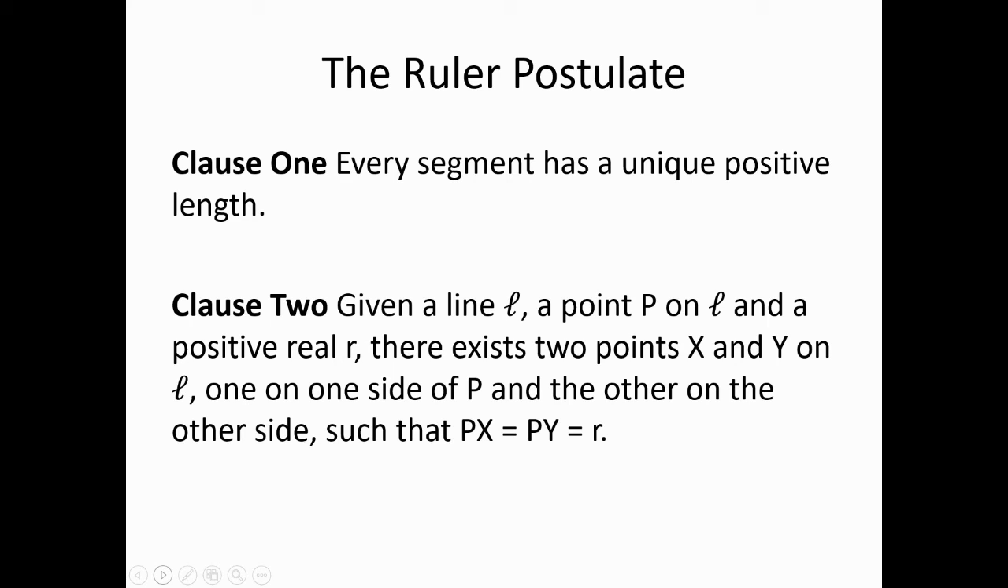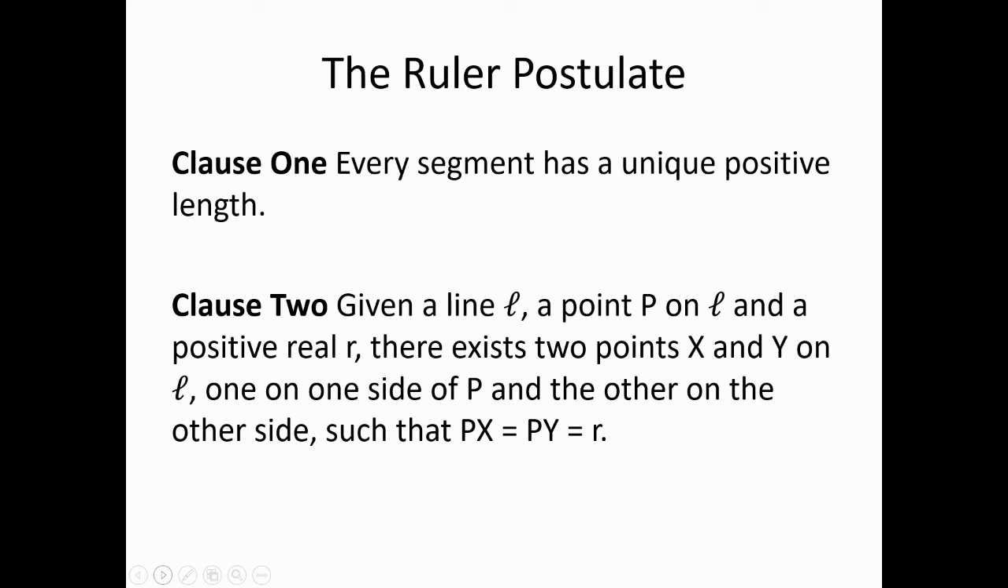Now, the ruler postulate, you've seen this before. You've seen part of this before. Now you're about to see all of it. What you saw before was clause 1 of the ruler postulate, which says that every segment has a unique positive length. We talked quite a bit about that in the previous chapter.